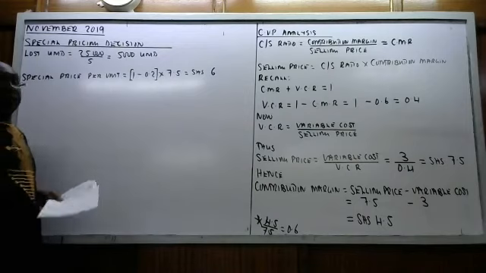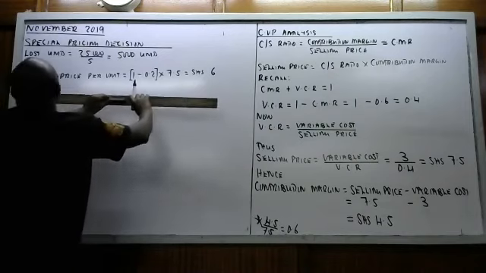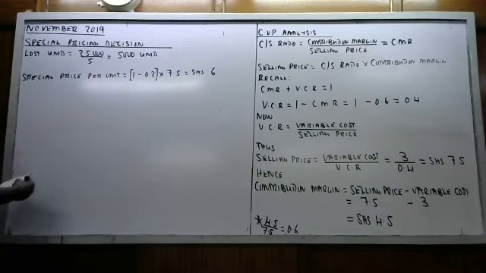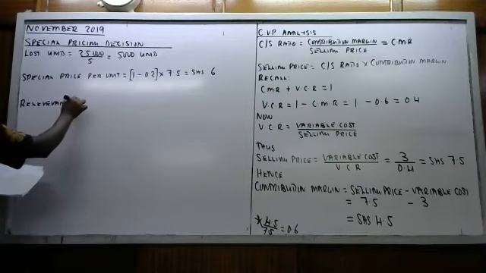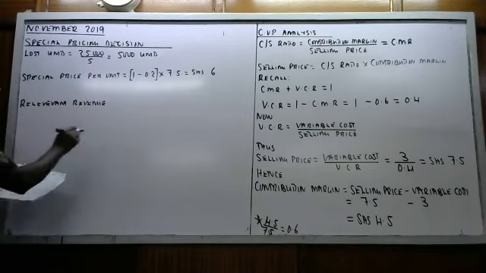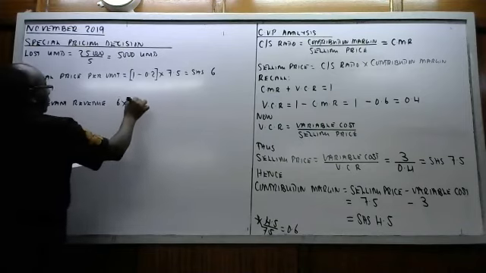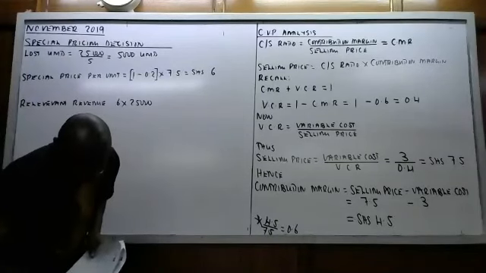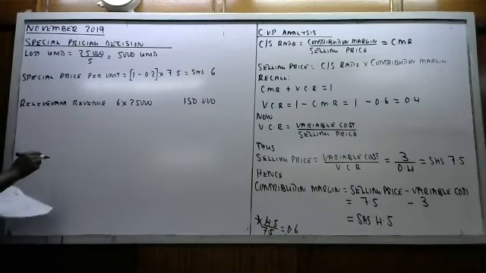So when you are making the special pricing decision, you compare the relevant costs. So we will take relevant revenue. Relevant revenue will be 6 times 25,000 units, since they want 25,000 units. So it is 6 times 25. They will be paying us 150,000.